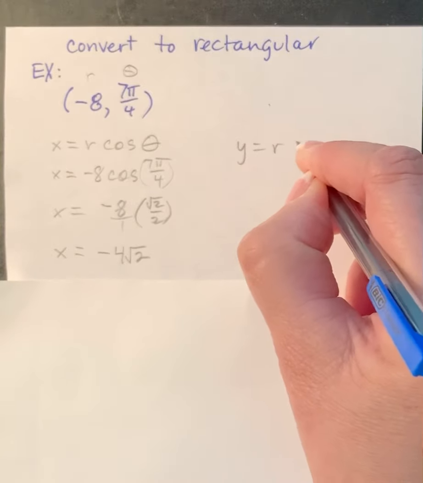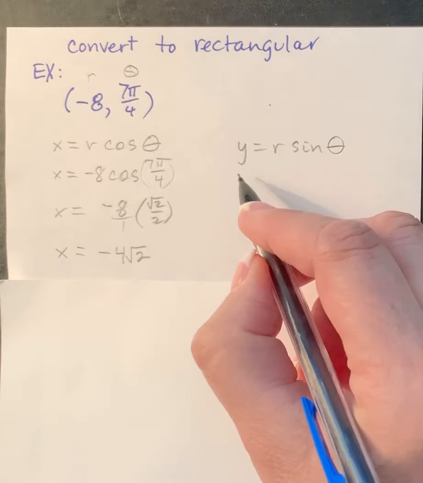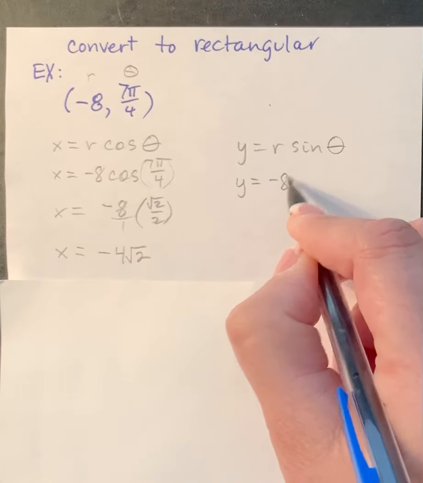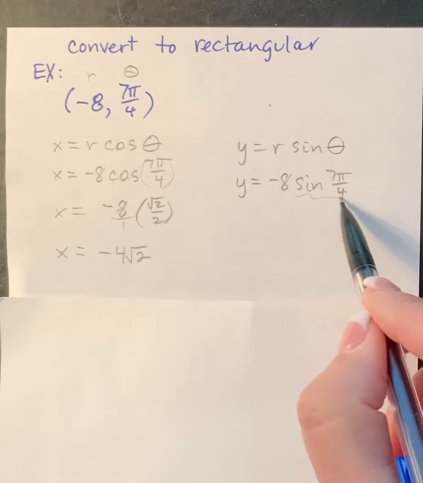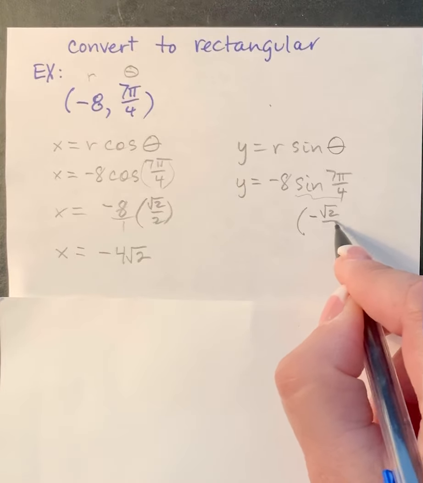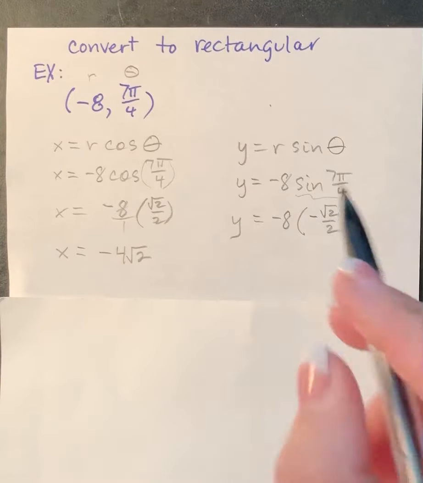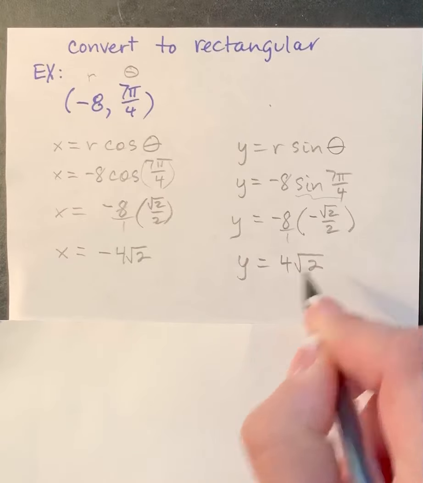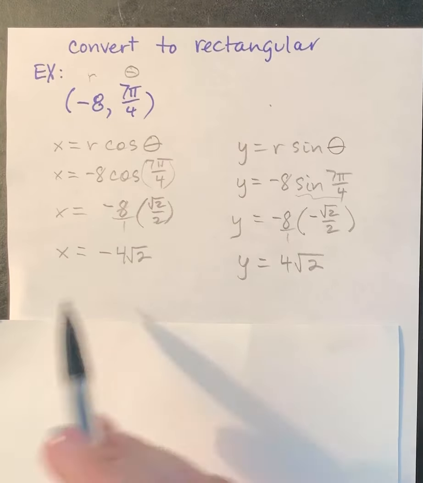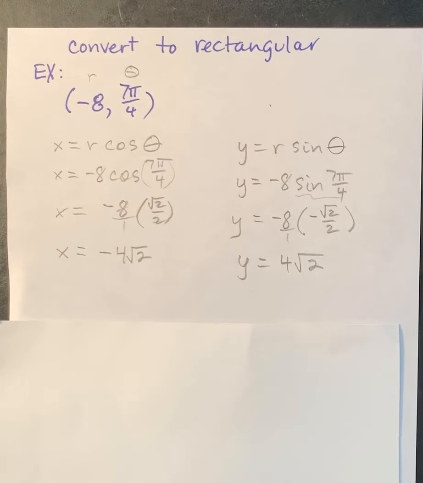Y is r times the sine of theta. And you want to memorize that one too. So y is going to be equal to -8 times the sine of 7 pi over 4. And the sine of 7 pi over 4 is -√2 over 2. So we will have -8 times -√2 over 2, do a little canceling. So y ends up being +4 times the square root of 2. All right? And you could do a rough sketch of this point and make sure that it ends up in the correct quadrant.